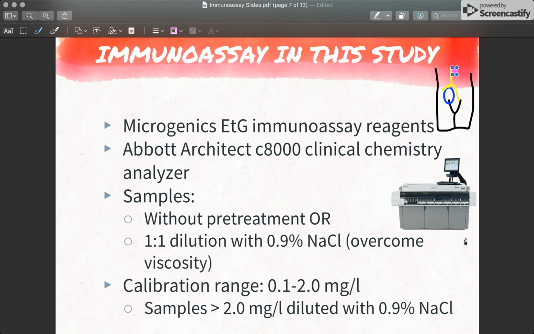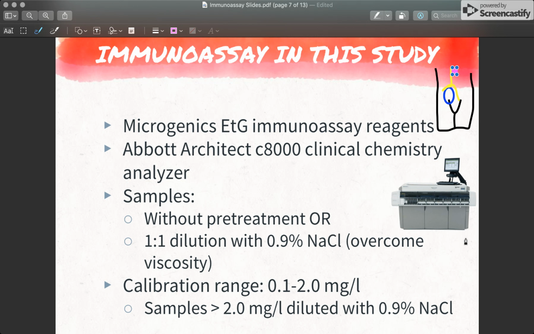They call it an Abbott Architect C8000 clinical chemistry analyzer. This is a big machine, costs a lot of money, and it's going to analyze all the samples for the presence of the ETG. Some of the samples they did plain without pretreatment, or sometimes they did a 1-to-1 dilution with 0.9% NaCl.